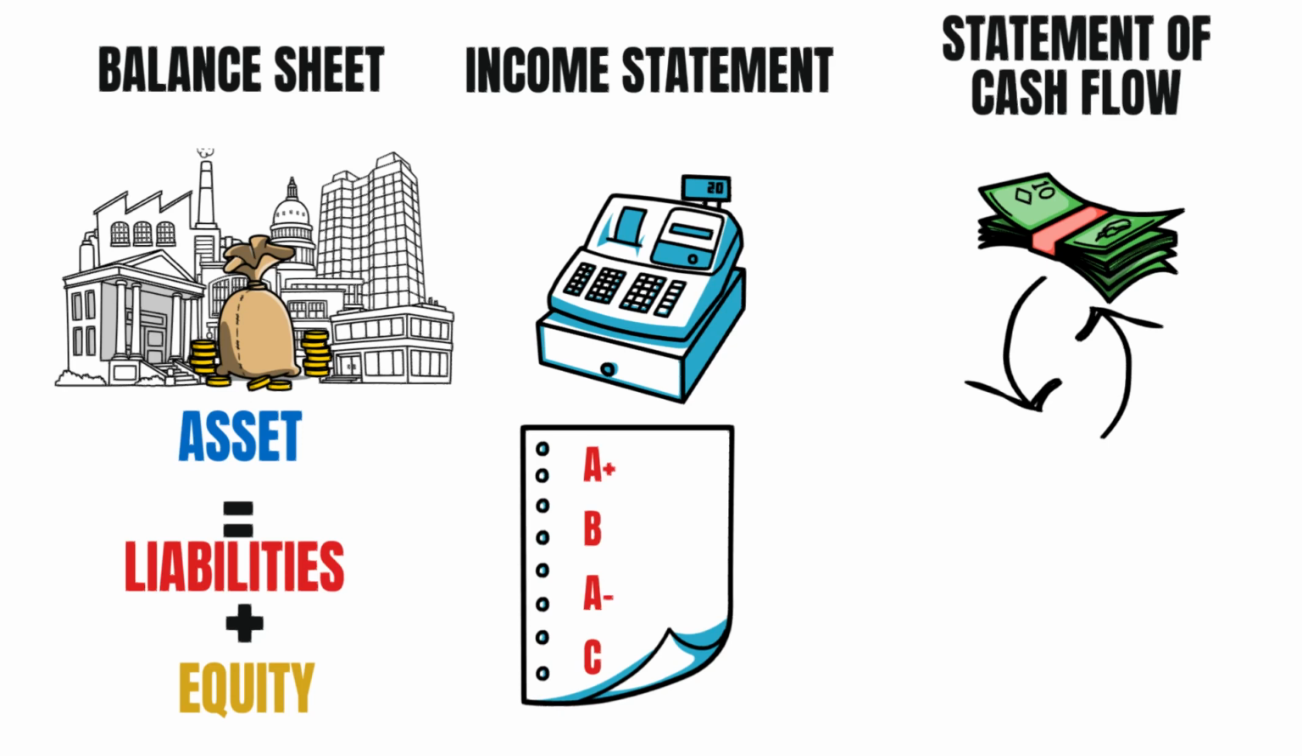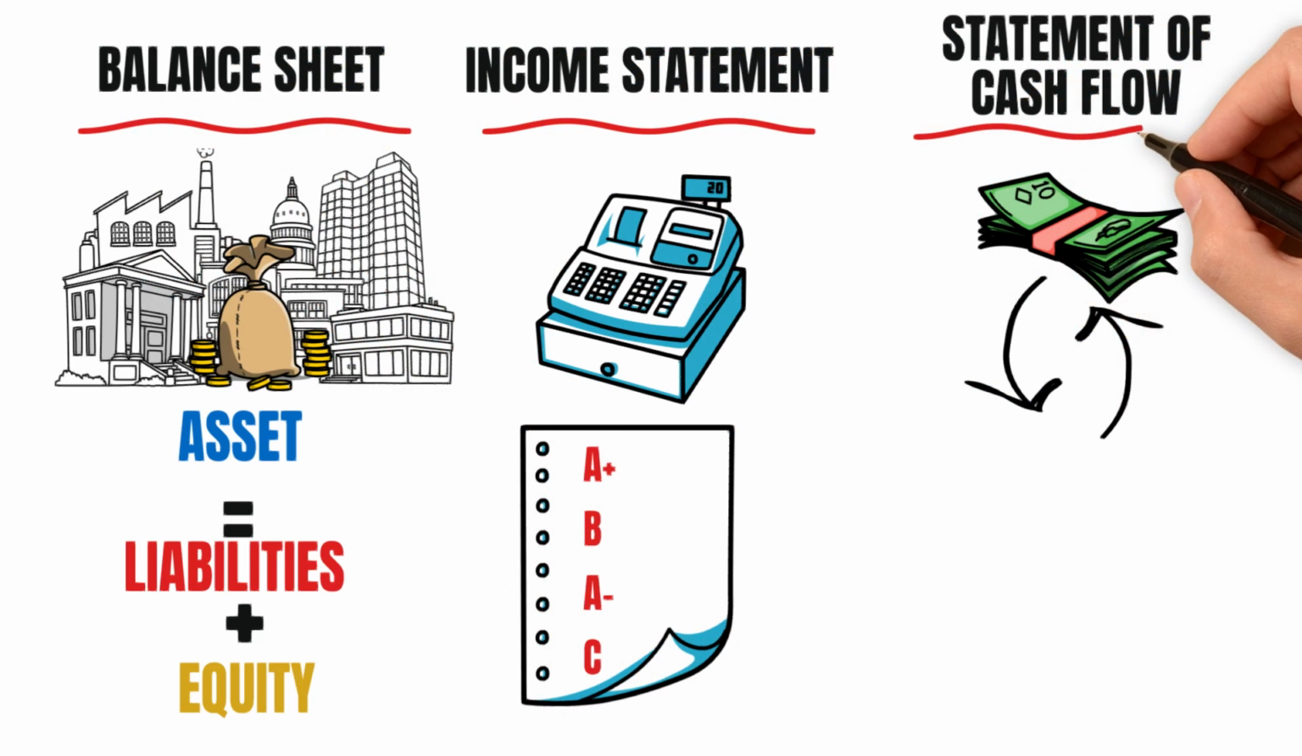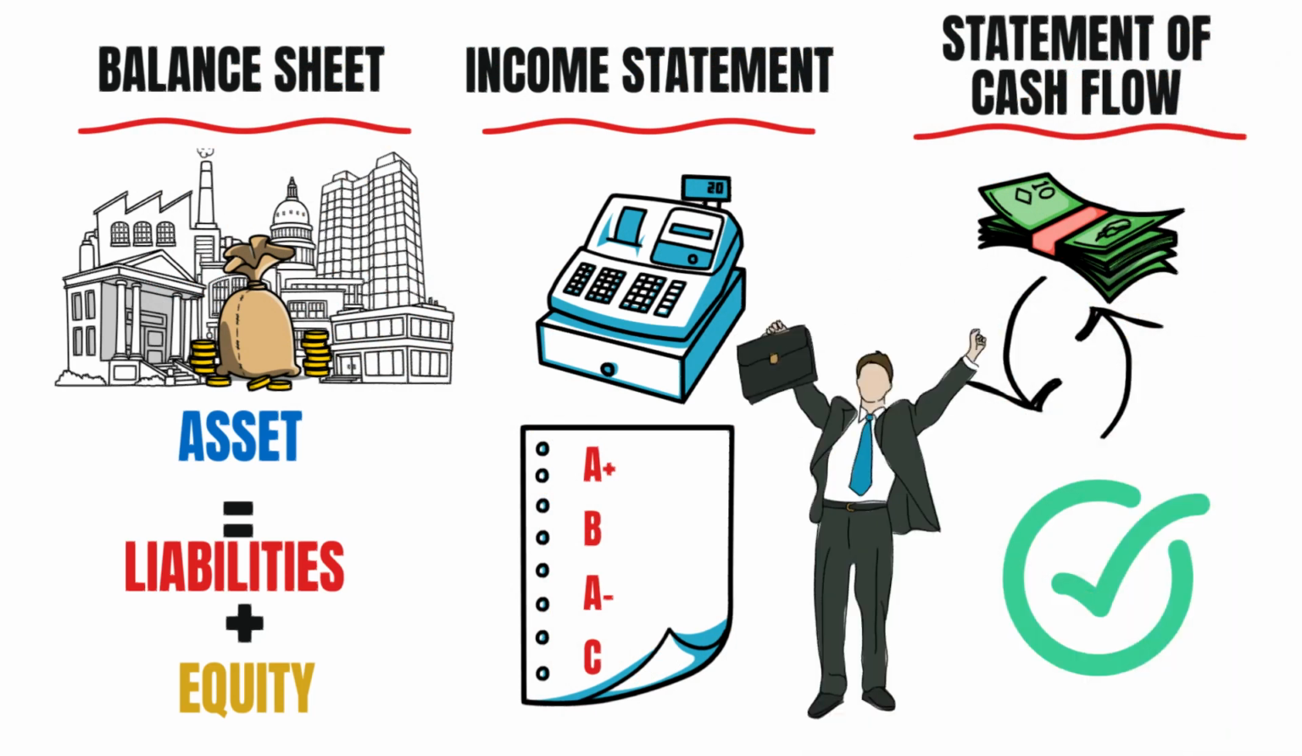It's key to understand all three parts of the financial statement if you really want to get a handle on a company's financial health. By studying the income statement, balance sheet, and statement of cash flow, you'll be able to see how the company is doing and make smart investment decisions.